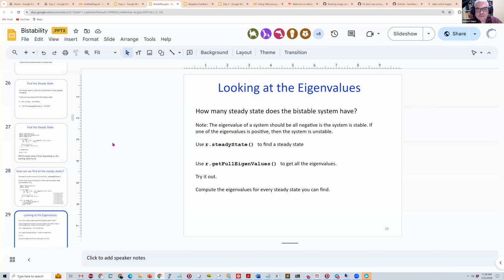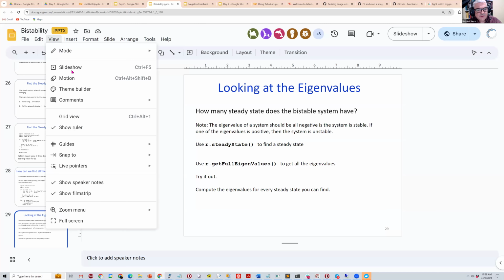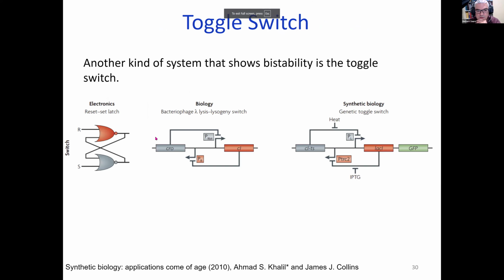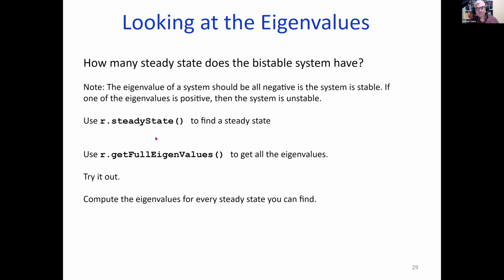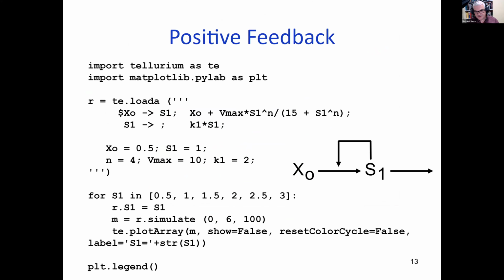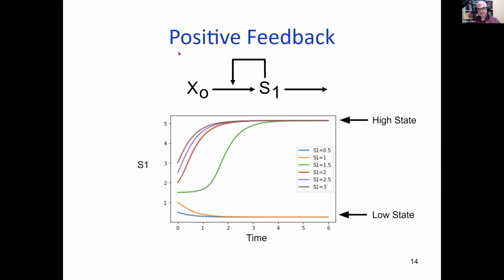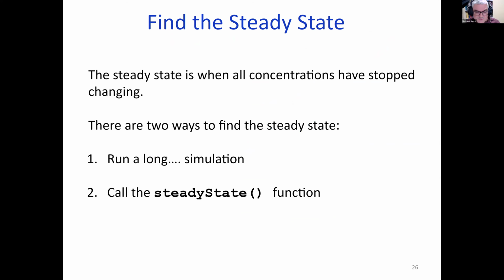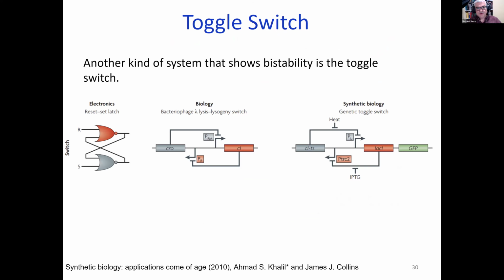Okay, all right. So looking at eigenvalues. Now, what I showed you was, I need to go back to the figure, sorry, this kind of system. A single positive feedback, linear pathway. That's the simplest possible kind. But that's not the only way to do it. Another common way, and perhaps more common, is to do something called a toggle switch.